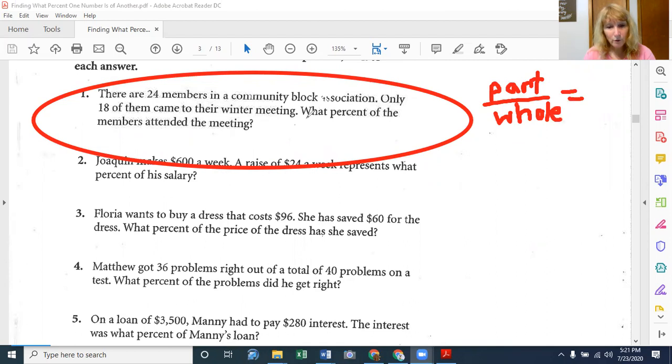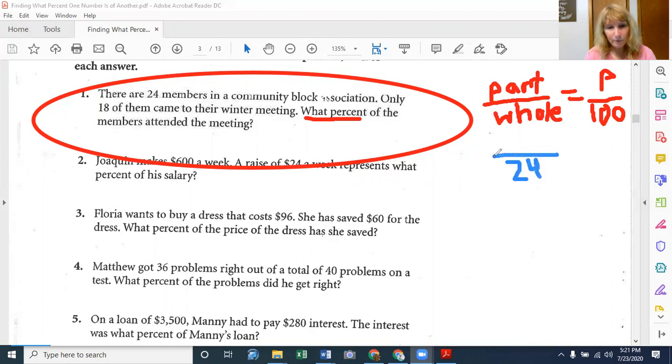We know we're looking for what percent. So again, P is going to just be our missing part. And we know the whole is going to be 100. The whole is always 100. So now we've got to figure out what's the part and what's the whole. So altogether, what's the total number of members? 24, correct. So 24 is our whole, goes on the bottom.